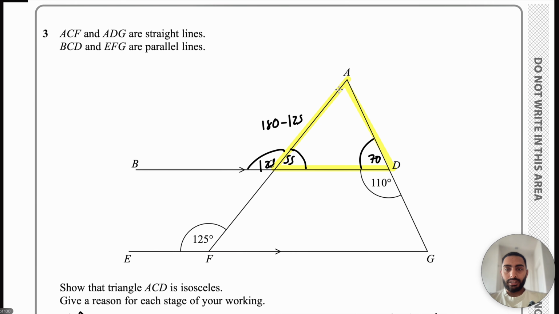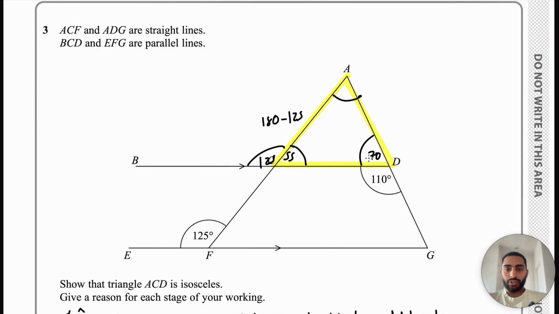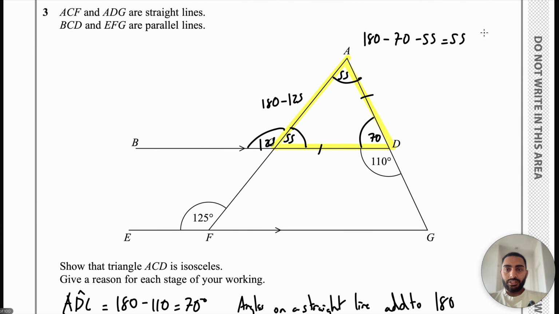Last one we need to find is this angle at A, and we've got angles in a triangle, so we're just going to do 180, because angles in a triangle add up to 180, minus 70, minus 55. We're hoping for an answer of either 55 or 70. 180 take away 70 is 110, take away 55, which would be 55. So this is saying that these two angles are the same. That means this is the base, and that means the two same sides would be these two. I just need to write the reason for that.